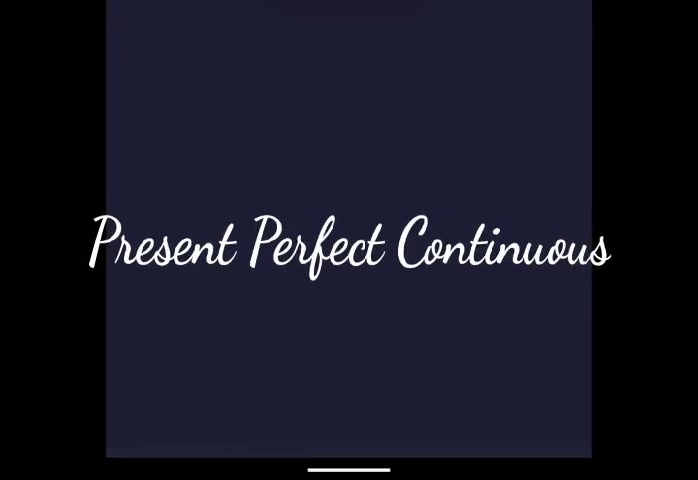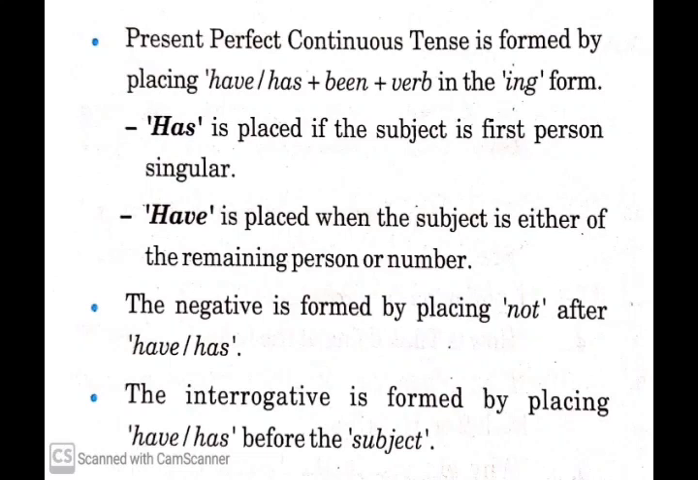So students, now we'll learn about present perfect continuous tense. First we'll see how it is formed. Present perfect continuous tense is formed by placing has, have plus been plus the verb in the ing form. Because it is perfect tense, we'll use has, have, and because it is continuous also, we'll use the ing form of the verb, and between them we'll use been.